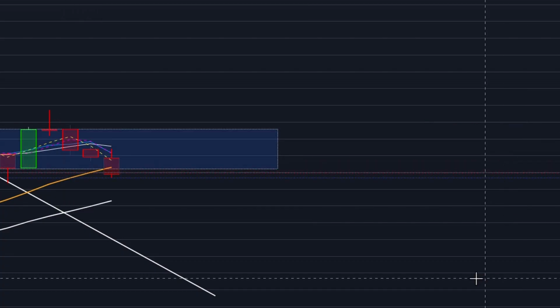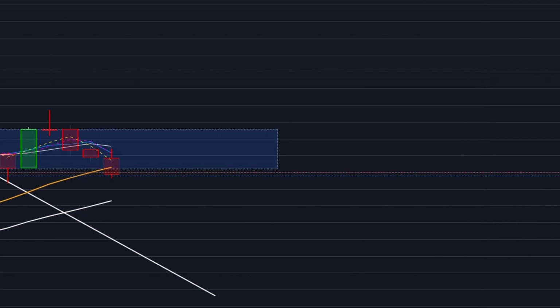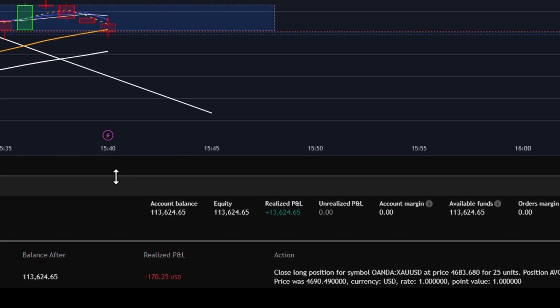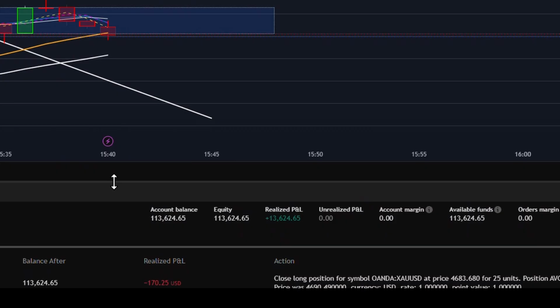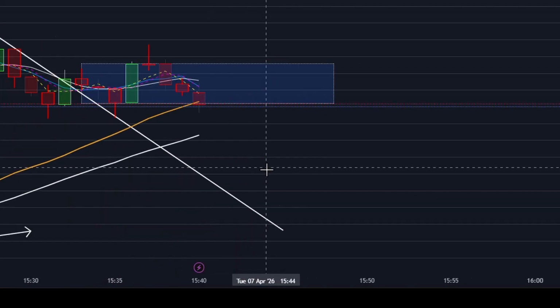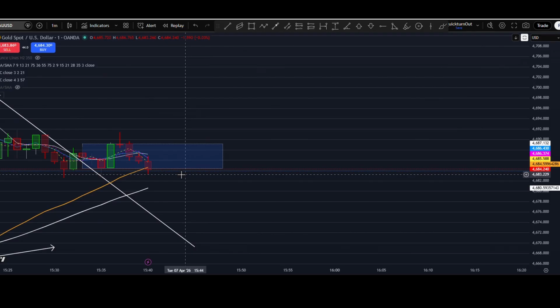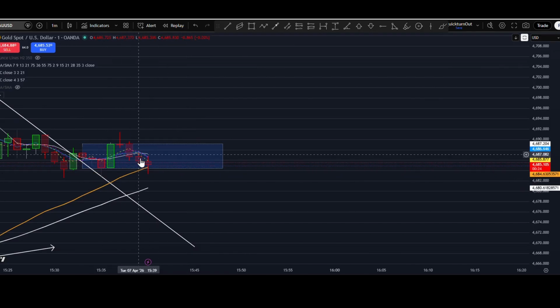So I just got out of that trade. It was only a small loss. Nothing too major. Let's check and see what that loss was. $170. Big deal. Nothing to cry or spill milk about. So because my long term are still set up this way, I'm still only looking for buys. So I'm still waiting for this to turn back up.